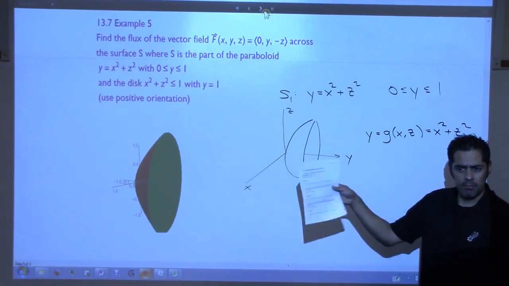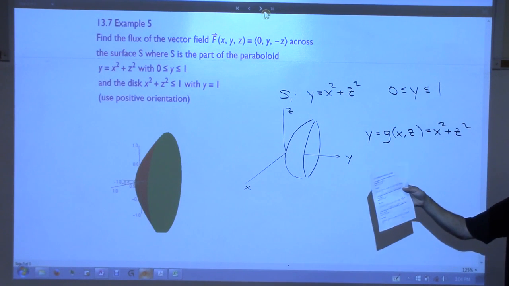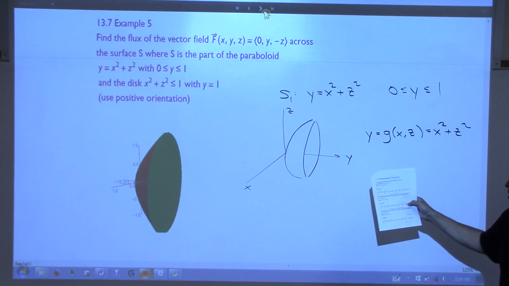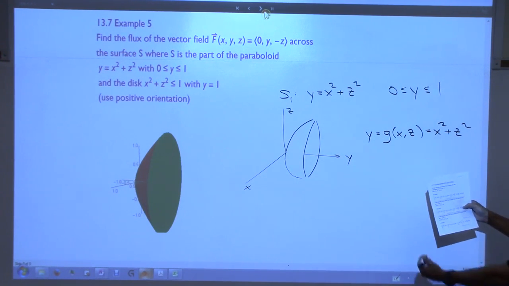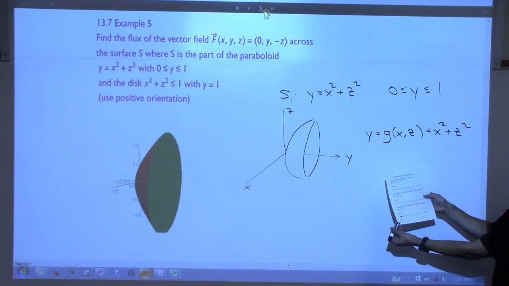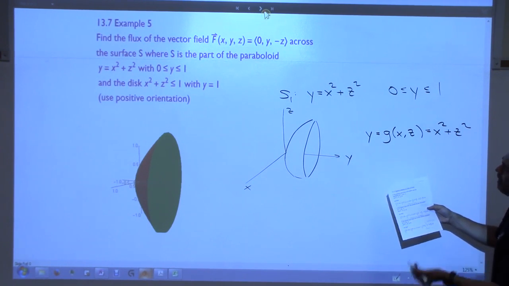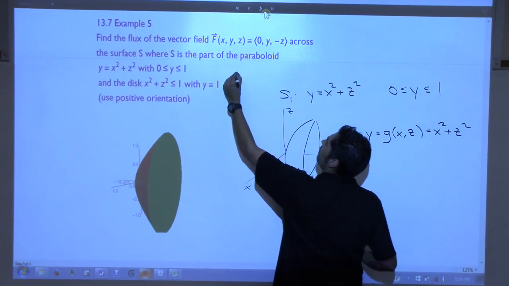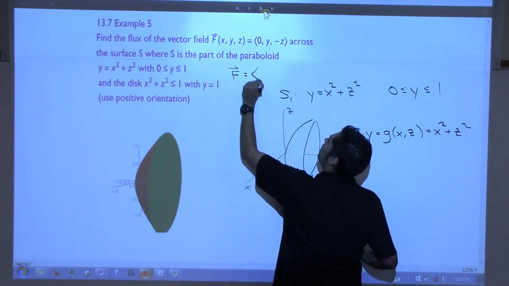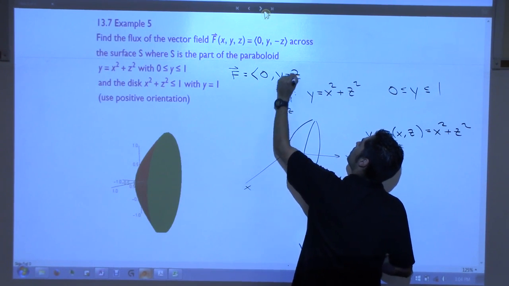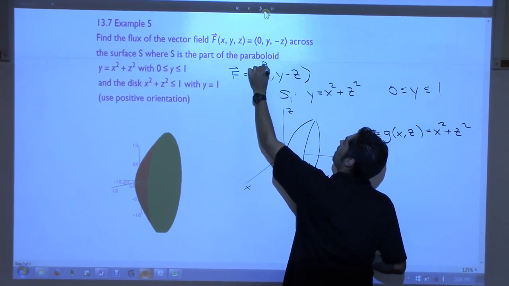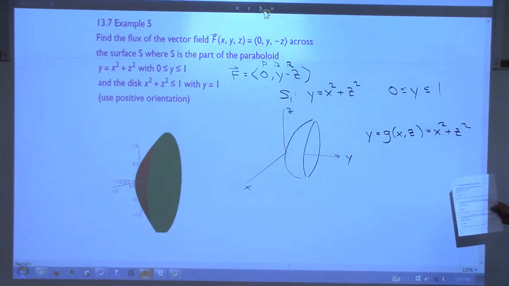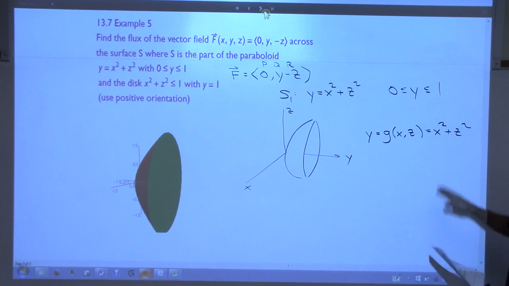And I gave you that sheet last time, right? Or does this come out of the notes? This is in the notes, right? It has the three special cases. So we are looking at the case which is the bottom case right here. And our F in this problem is this vector field. I'll put it right here. F is 0, y, negative z. That's our P, our Q, and our R, isn't it? That's P, Q, R.